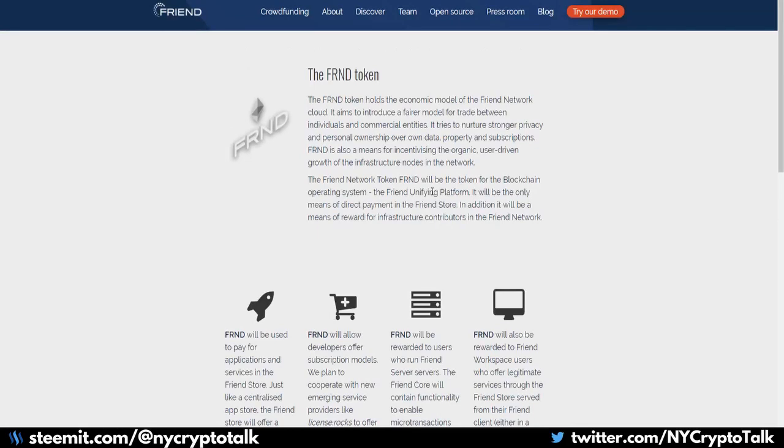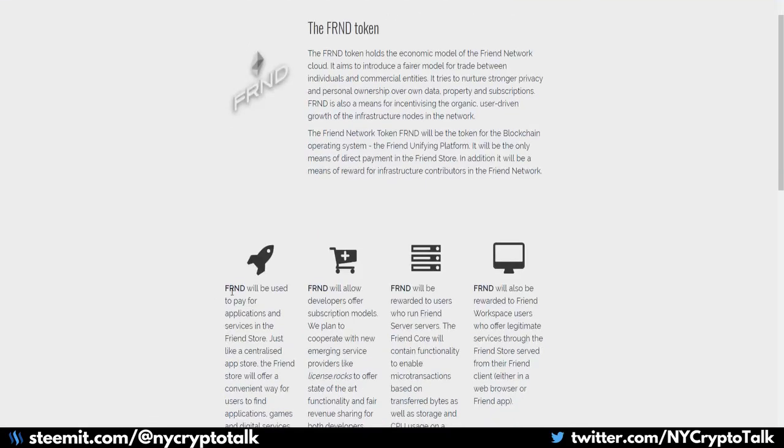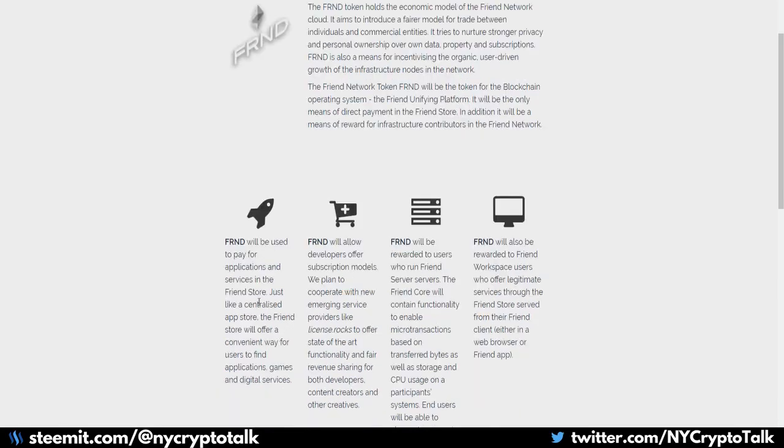The Friend token is a utility token, and they have different ways of utilizing it. So Friend will be used for paying for applications and services in the Friend store. Just like a centralized app store, the Friend store will be able to offer a convenient way for users to find applications, games, and digital services. Friend will allow developers to offer subscription models. So they would be using a software called License Rocks to offer state-of-the-art functionality and fair revenue sharing for both developers, content creators, and other creatives.